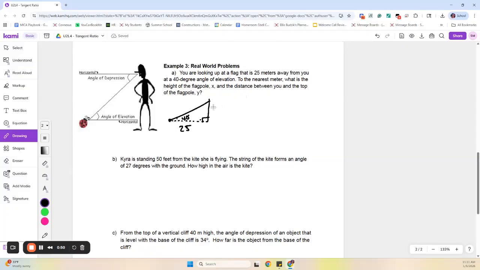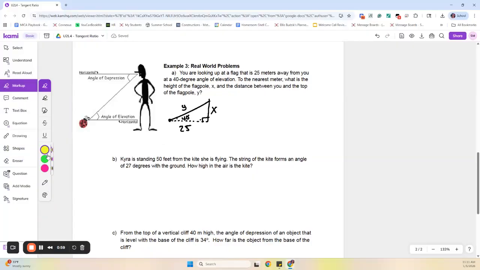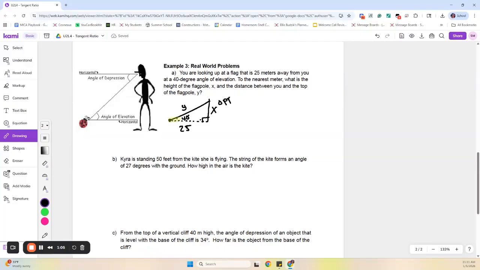I want to know the height of the flagpole, which is my x, and then eventually the distance between you and the top of the flagpole, which is y. So let's focus on one at a time. They're giving us this angle over here, which means my x is going to be my opposite. This 25 they gave us is our adjacent. So if we think about SOHCAHTOA, if I have opposite and adjacent, O and A, that goes with tan.